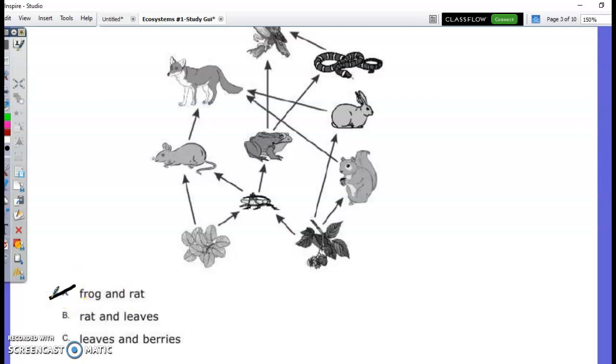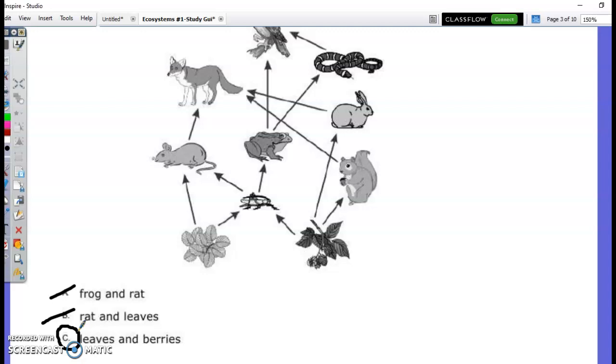Rat and leaves. Well, one of those does. Leaves and berries. Those are the only things that come from plants. And now I've interacted with that part of the test. Does that make sense to everyone in here?